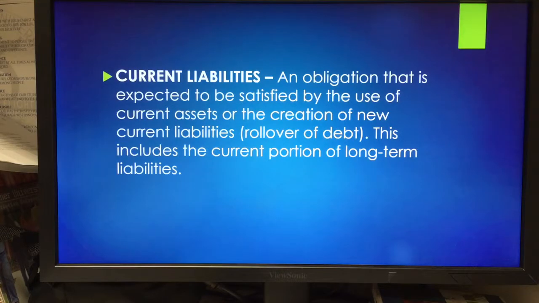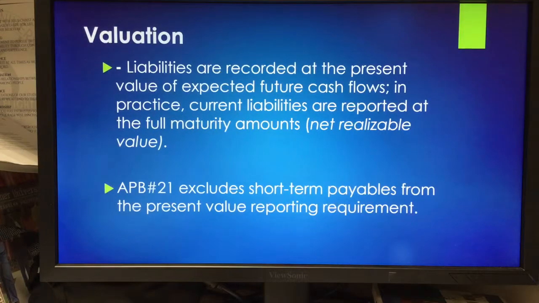A current liability is an obligation that's expected to be satisfied by the use of current assets or the creation of new current liabilities. This includes the current portion of long-term liabilities. And this leaves open the possibility that if we have an obligation expected to be satisfied by the use of long-term assets or the creation of long-term liabilities, or I could add stockholders' equity, then what may otherwise be a current liability would qualify as a non-current liability. We'll talk more about that later on.